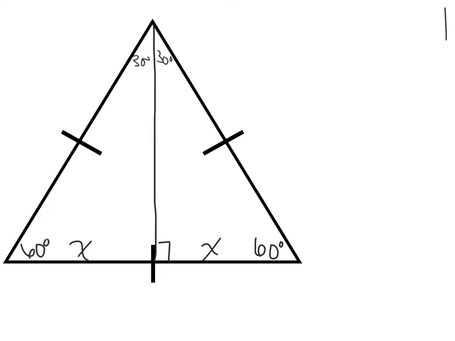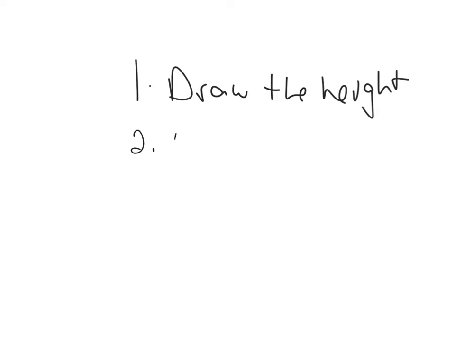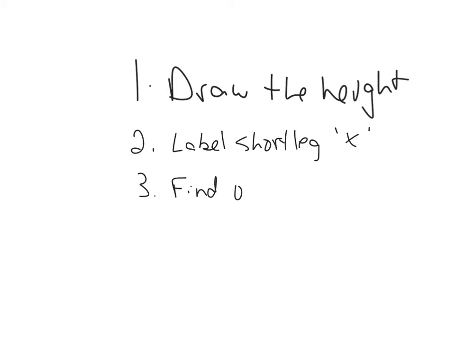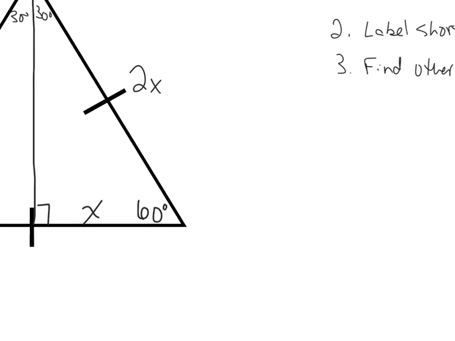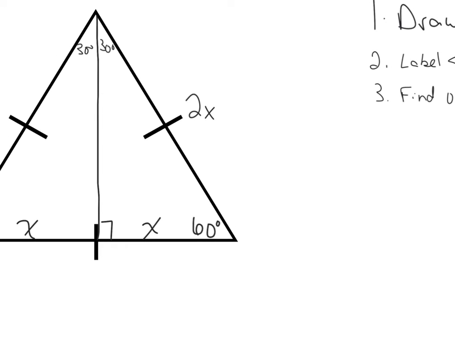Now, if the bases are x, then that makes the hypotenuse, which is twice that far long, 2x, which means we need to find out what the height is. So number two, I'm just going to say label short leg x. Sorry, I probably should have put that a second ago. And then number three, we're going to find the other sides. So the 2x was easy because if we cut the base in half and it's the same length and we double it, we get 2x. But that height is kind of tough.